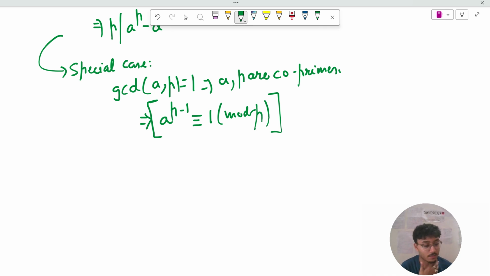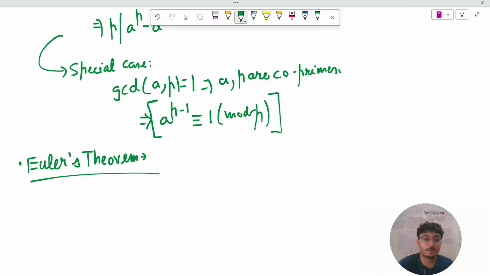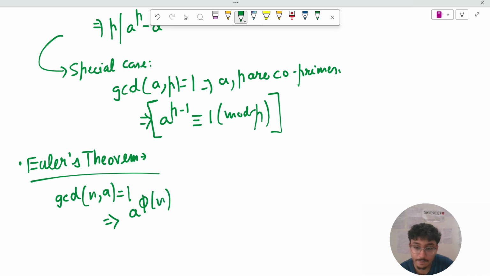Okay. Next comes Euler's theorem. It deals with the repercussions of your quotient function and congruences, that is residual functions. So this says that I have two numbers n and a, and if the GCD of n and a is 1, that is, n and a are co-primes, then a to the power phi n is congruent to 1 mod n.